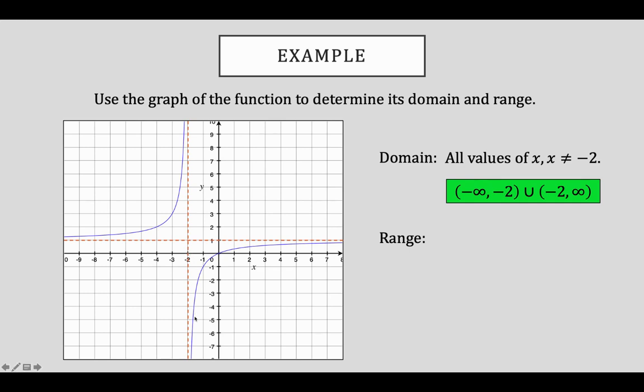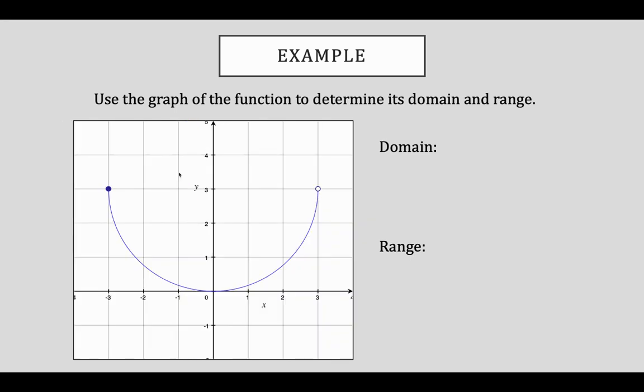For our range, our y values, this graph covers all y values from negative infinity, keeps going down and down and down here, all the way up to positive 1. Notice that it doesn't actually ever reach 1. And then from 1 all the way up to positive infinity. All values of y except y cannot equal 1. In interval notation, this would be negative infinity, comma 1 in union with 1, comma infinity.